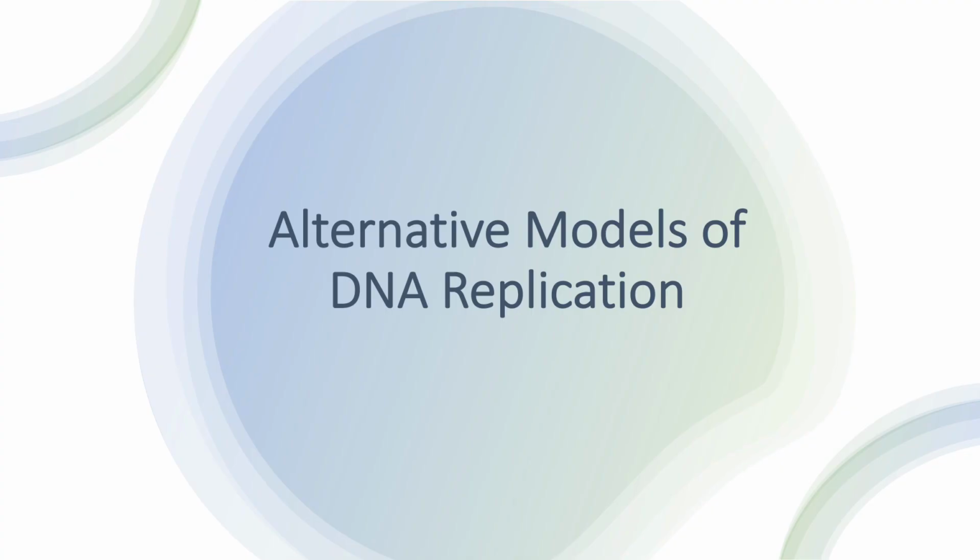So before I explain to you the process of how DNA molecules are copied, let me first present to you the alternative models of DNA replication. These models of DNA replication emerged immediately after Watson and Crick successfully identified and created a structural model of the DNA molecule, which is the double helix.